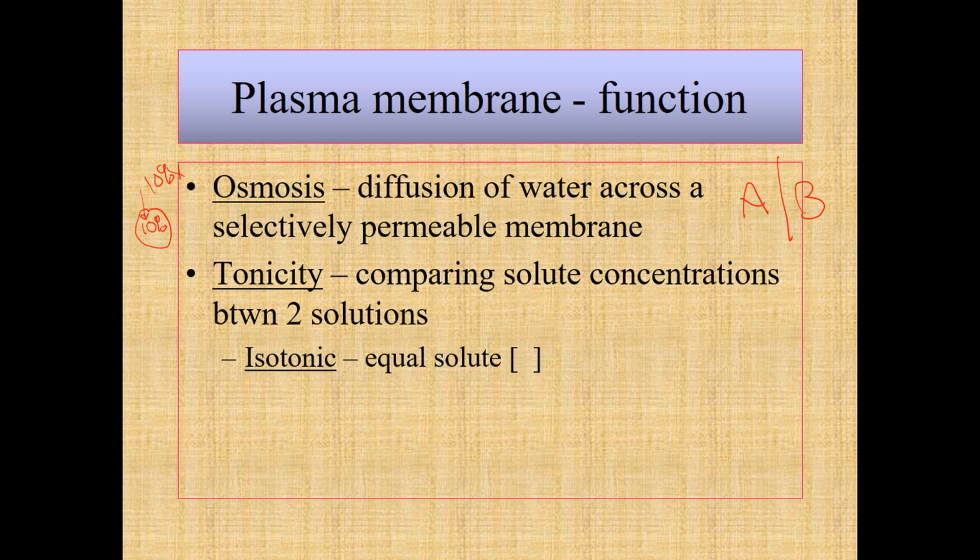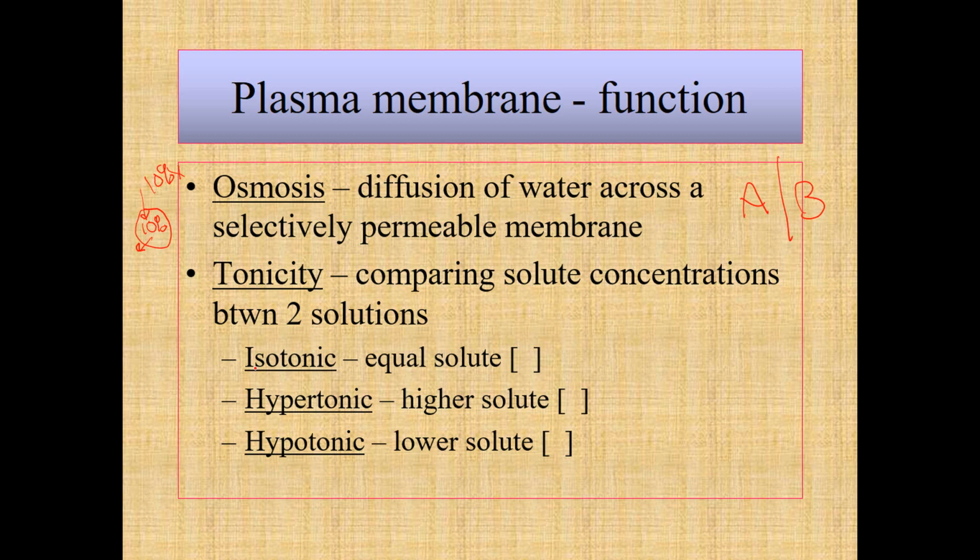Water will still cross the membrane, and that's really important. Water will still cross the membrane. Some water will enter, some water will leave, and they will cancel each other out. And this is just because of the random motion of these molecules. So water will still cross the membrane in an isotonic situation, but that is not osmosis because there's no concentration gradient.